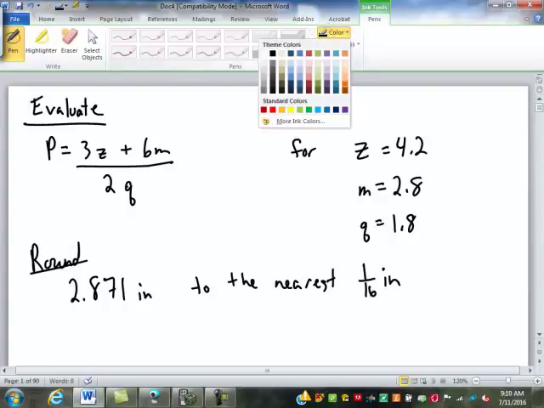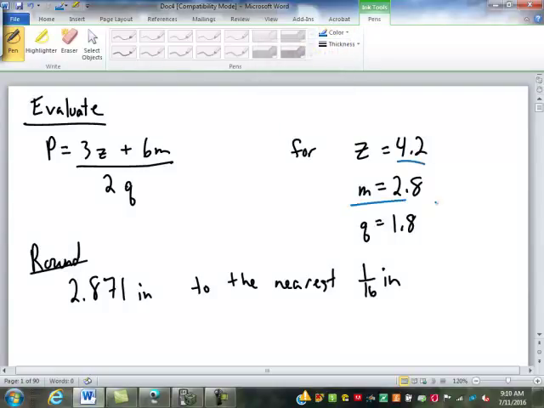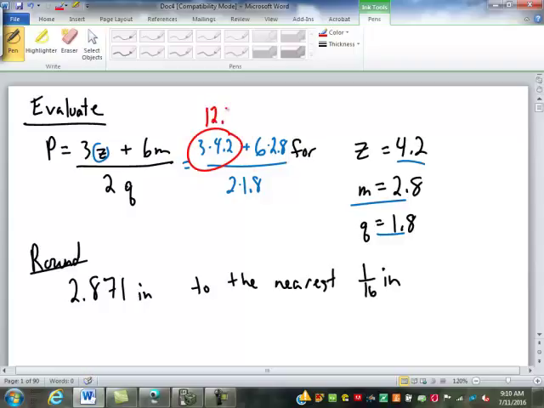So the first one up here, first thing we have to do is, of course, put in the numbers for the letters. So 3z becomes 3 times 4.2 plus 6m becomes 6 times 2.8 over 2q will become 2 times 1.8. Now I'm going to take some shortcuts with my format here. 3 times 4.2 is 12.6. 6 times 2.8 is, what, 16.8?